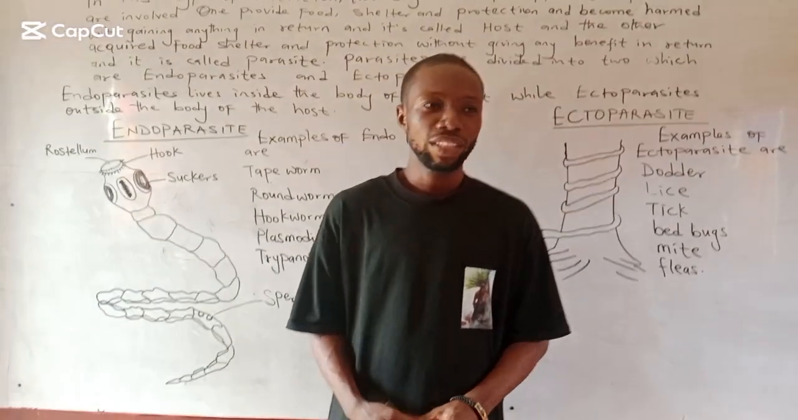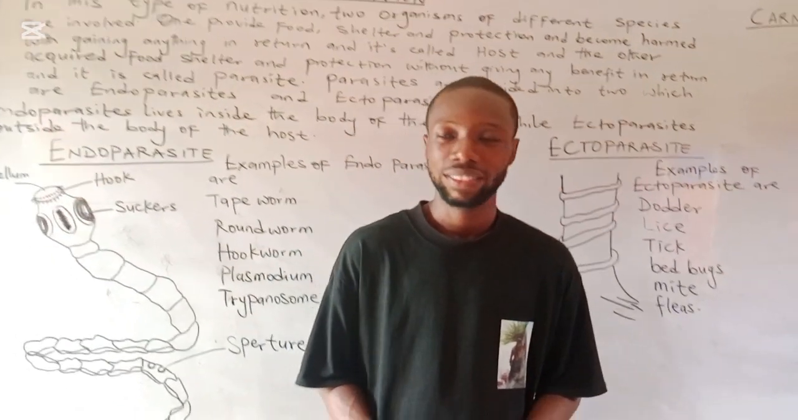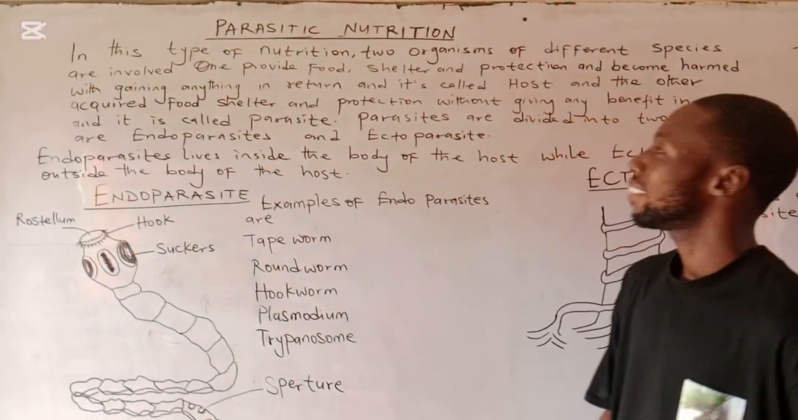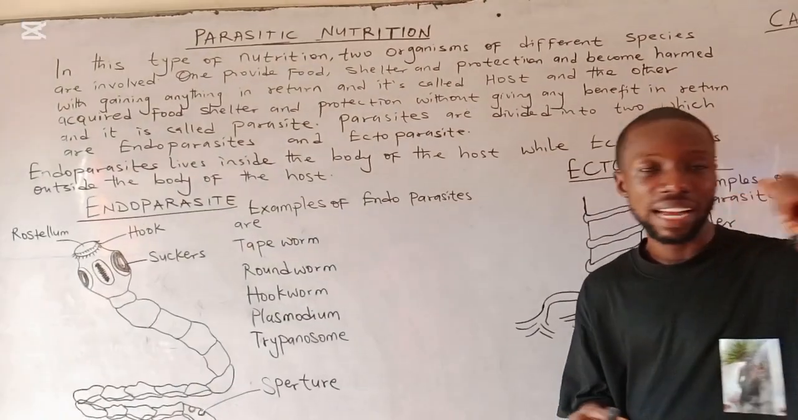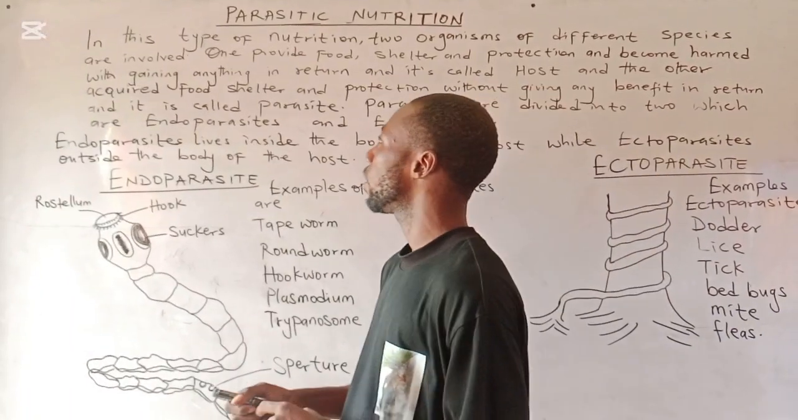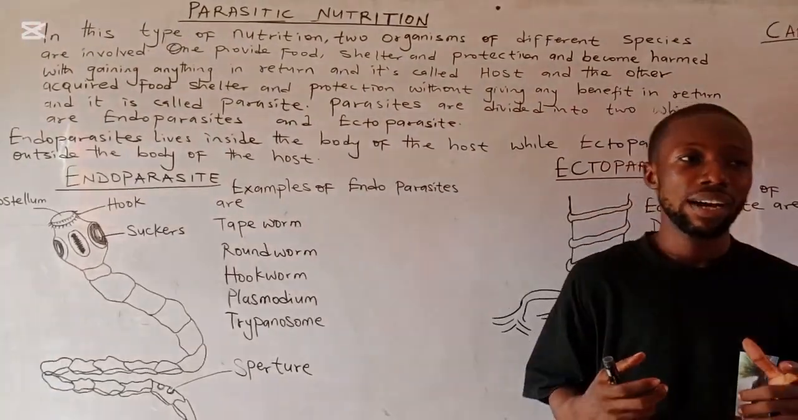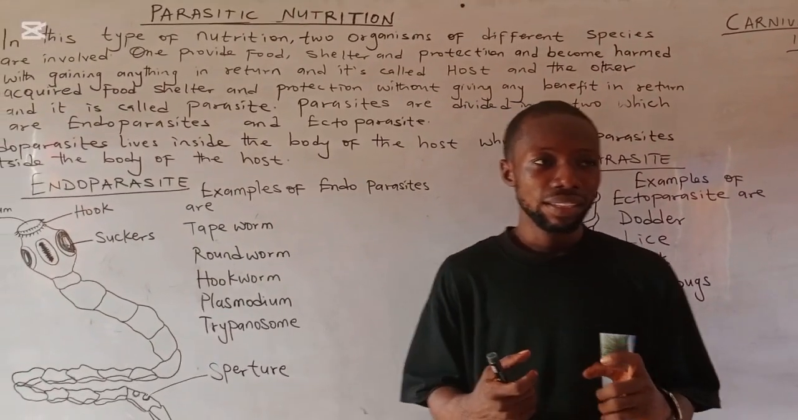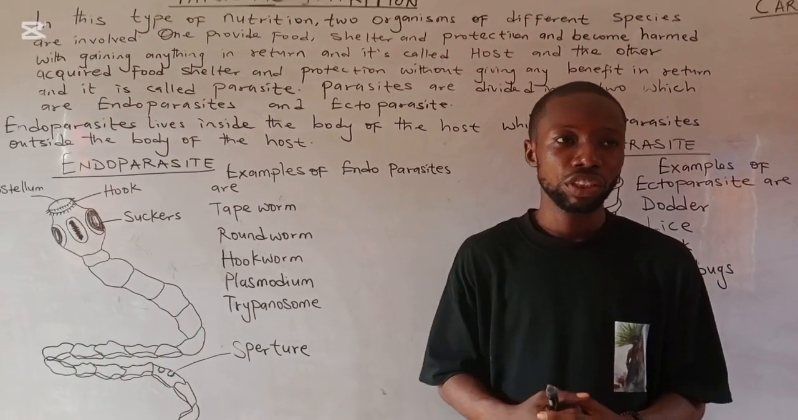Students, today we are going to look at a very important topic on the whiteboard, which is parasitic nutrition. This is the continuation of the last video. In this type of nutrition, two organisms are involved, and these are organisms of different species.